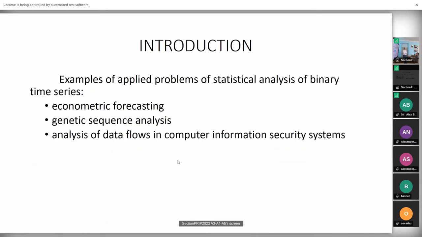The digitalization of the economy leads to an increase in data sets in state space with discrete time. For processing such data, including binary time series, I use examples of applied problems of statistical analysis of binary time series: conversion forecasting, binary sequence analysis, and analysis of the proposed computer information-related system. Next, please.